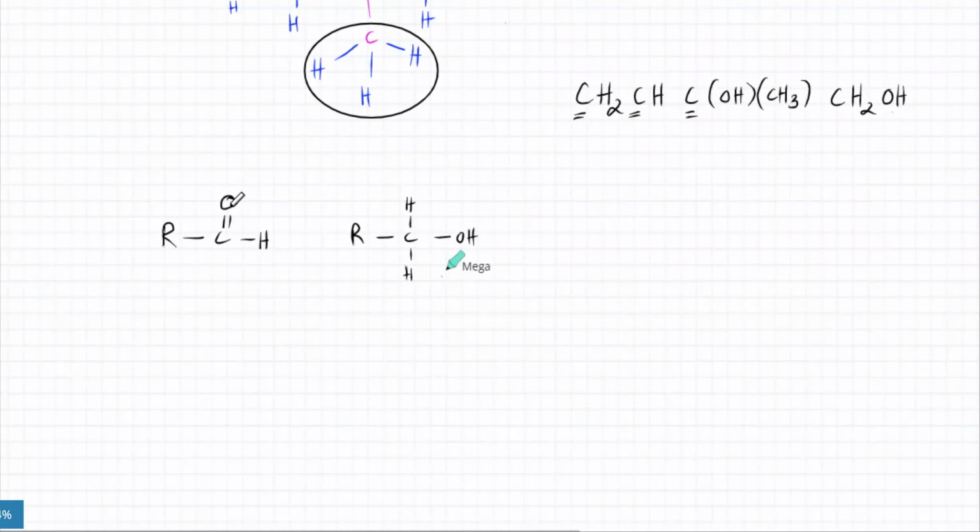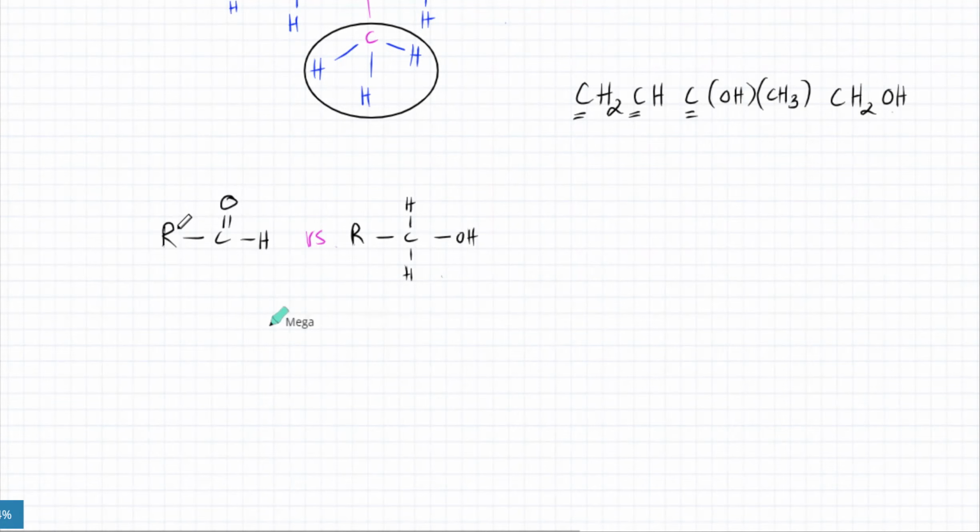Yes. So just make sure in the condensed version. What's the R? Sorry, the R means the rest of the molecule. Whenever you don't want to draw the rest of the molecule, just write R. That's it.